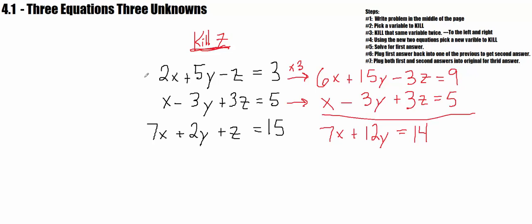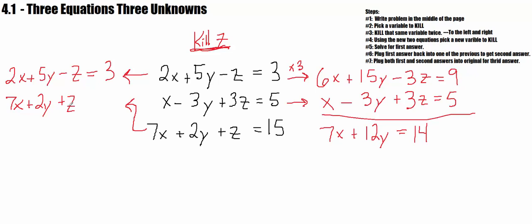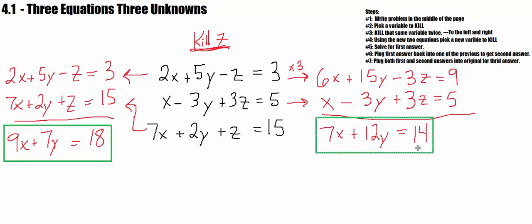Okay, I've got to kill the z's again. I'm going to kill them this time with this one and this one. Okay, I don't actually have to multiply by anything. The z's will automatically kill on this one, which is nice. 7x plus 2y plus z equals 15. You see what's happening? I already have a positive z and a negative z, so they're going to cancel out. 2x plus 7x, that's 9x. 5y plus 2y, that's 7y. The z's are gone, and I get 3 and 15, which is 18. These are my 2 new equations right here. Chink, chink.